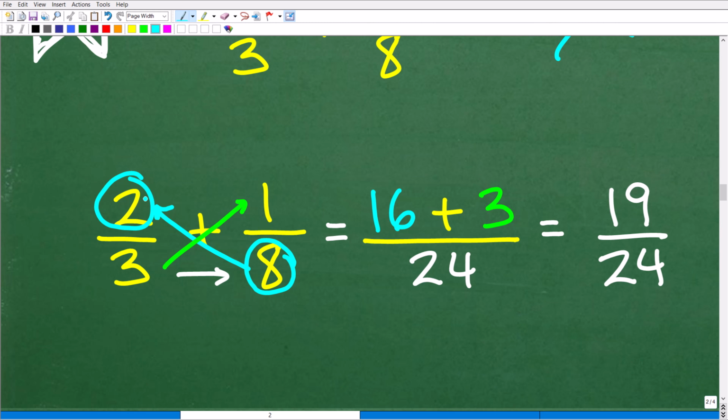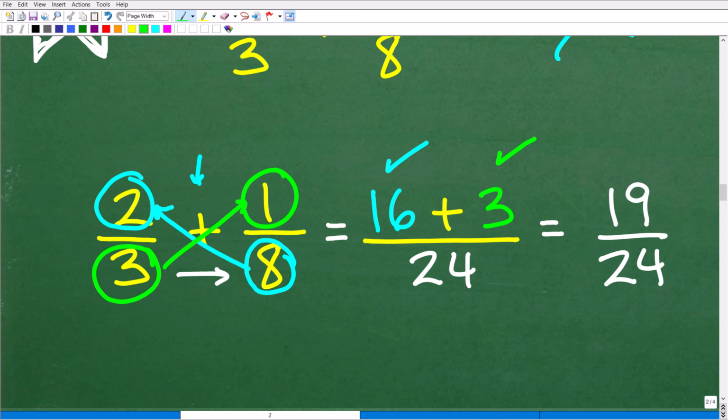So 8 times 2 is what? 16. Okay, so that's the first thing we're going to do. We're building our numerator. So it's going to be 8 times 2, in this case, 16. Now, this is an addition problem, so we're going to put plus. Now, the second step is we're going to multiply across this way. 3 times 1 is what? Well, that's 3. Okay, so again, 8 times 2 is 16 plus 3 times 1 is 3.